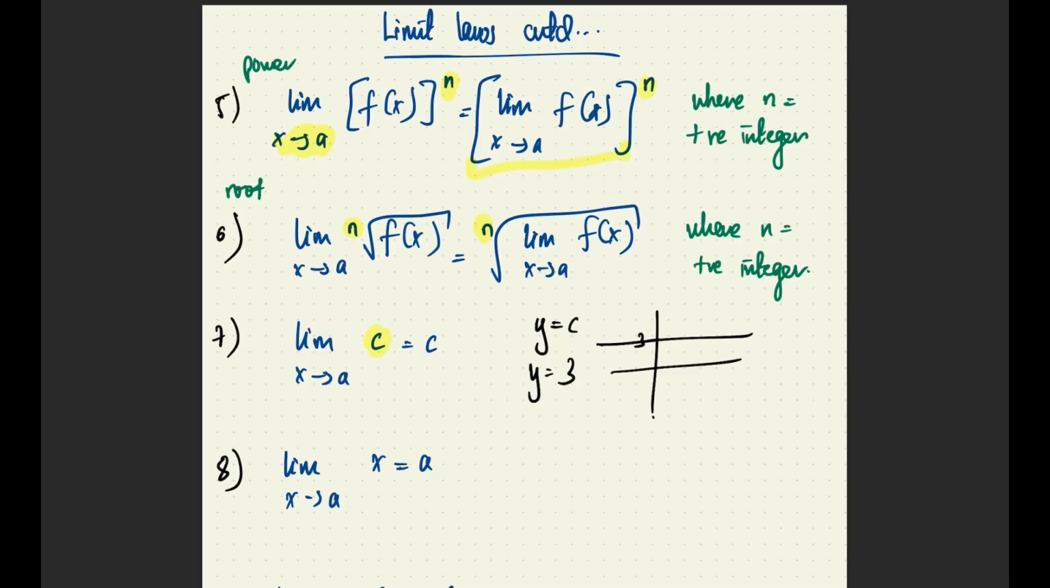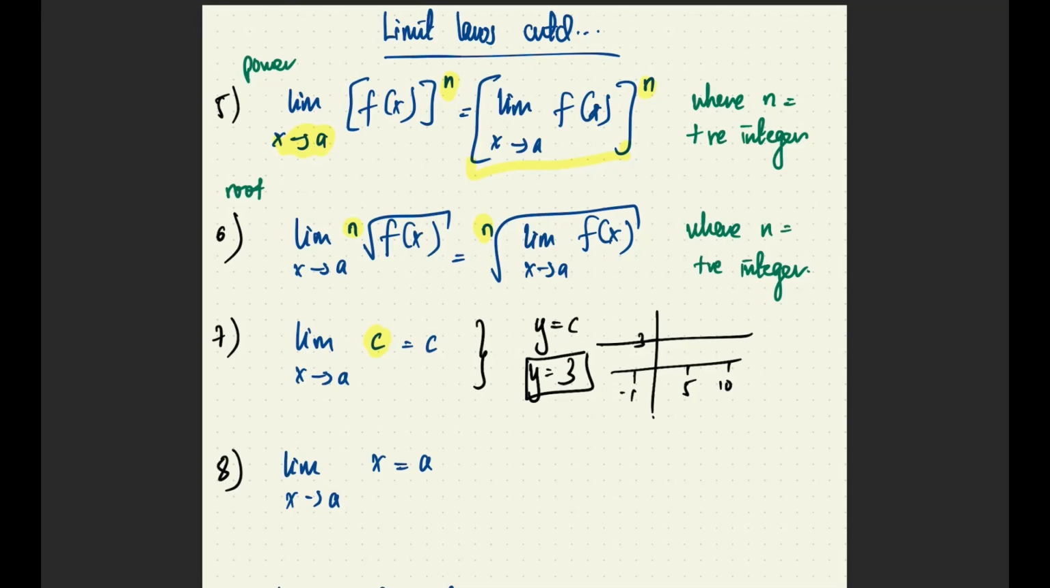Whatever the x value is, the y is just going to be equal to 3, right? So if x approaches, let's say 5, or if x approaches 10, or if x approaches -1, the y value is always going to be approaching 3, right? Because this is a constant. So that explains this limit law over here.